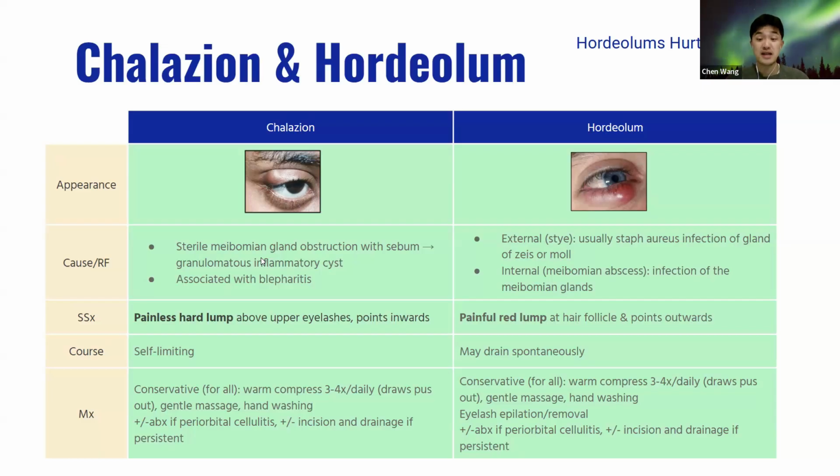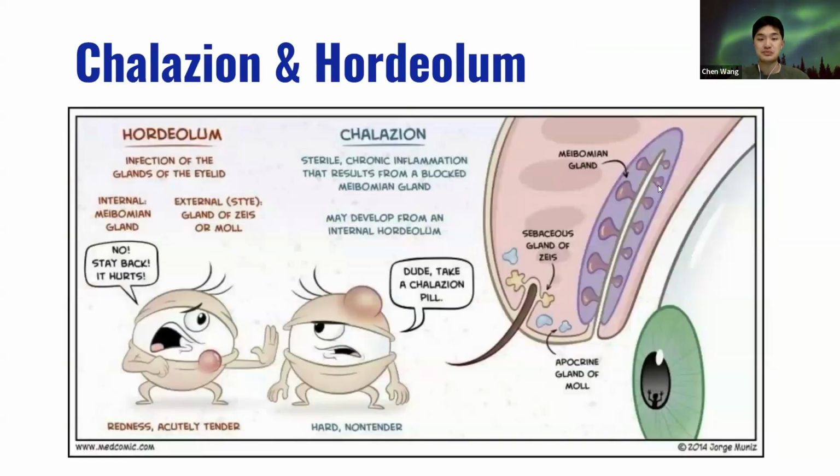For management, they're quite similar. So you'll start with conservative management with warm compresses up to 4 times daily, and gentle massaging and hand washing as well. If nothing really works, you will consider incision and drainage for both chalazions and hordeolums as well.